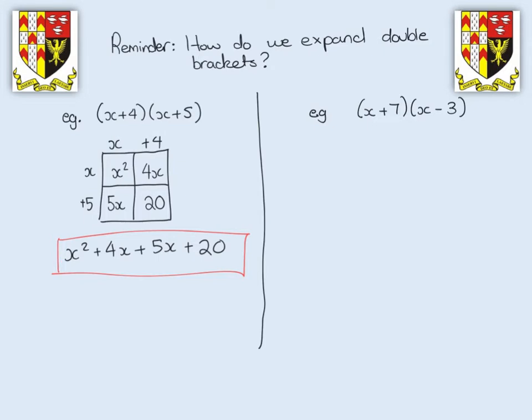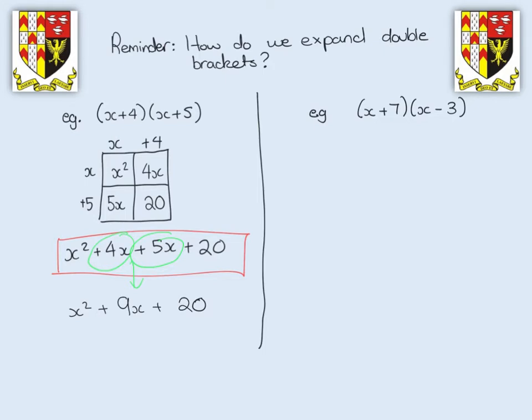However, when we're at this stage, we know that we can simplify this by collecting together the 4x and the 5x as they're like terms. So 4x plus 5x will give me 9x, and then the x squared and the 20 haven't changed there. They've not been collected with any other like terms, so it will be x squared plus 9x plus 20, and I can't simplify that further because none of these are like terms.